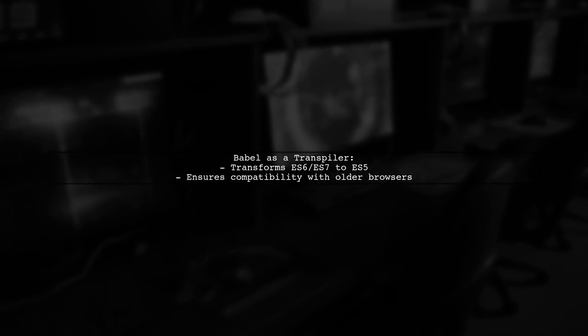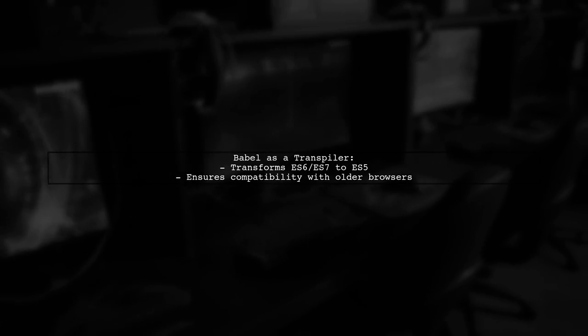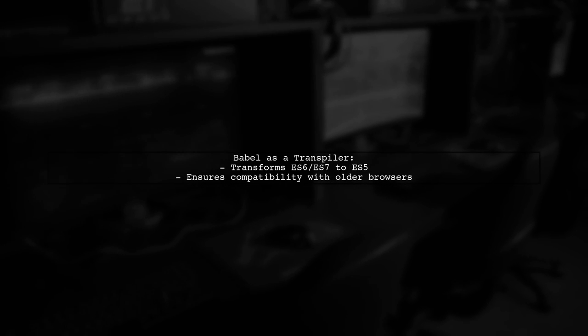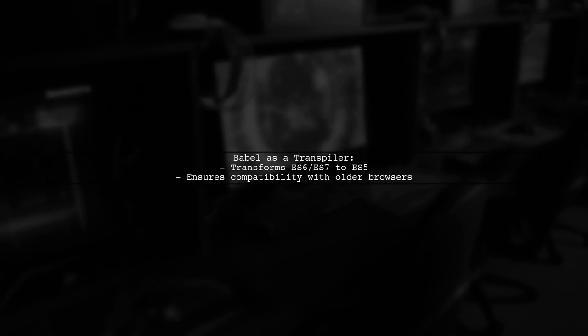Babel is primarily known as a transpiler because it transforms modern JavaScript, like ES6 and ES7, into ES5. This allows developers to use the latest features while maintaining compatibility with older browsers.